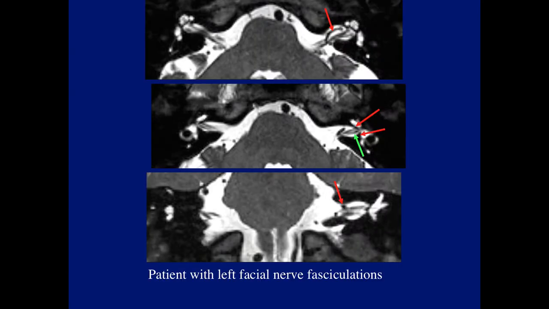Here's another situation. This patient had left facial nerve fasciculations. And again, we see an arterial branch here, which we usually don't see all the way almost to the fundus of the IAC. And again, here we see the nerves. And is this already causing some problem which caused the fasciculation? It's not clear, but at least it's suspicious, because usually we don't see such a large vessel within the canal.